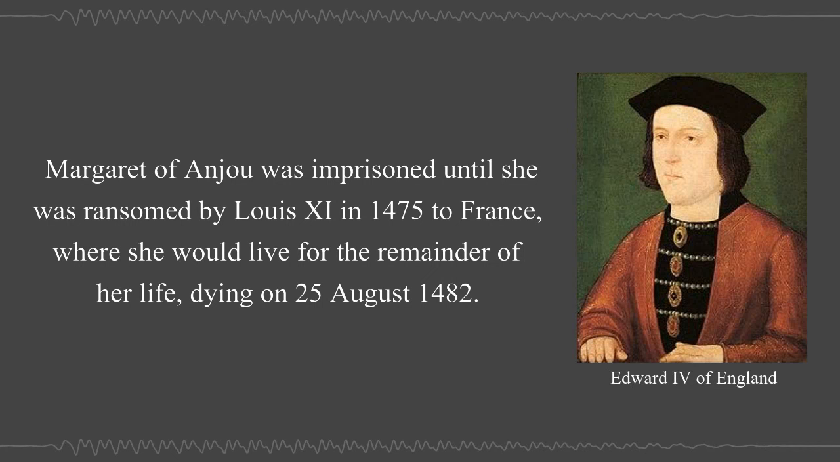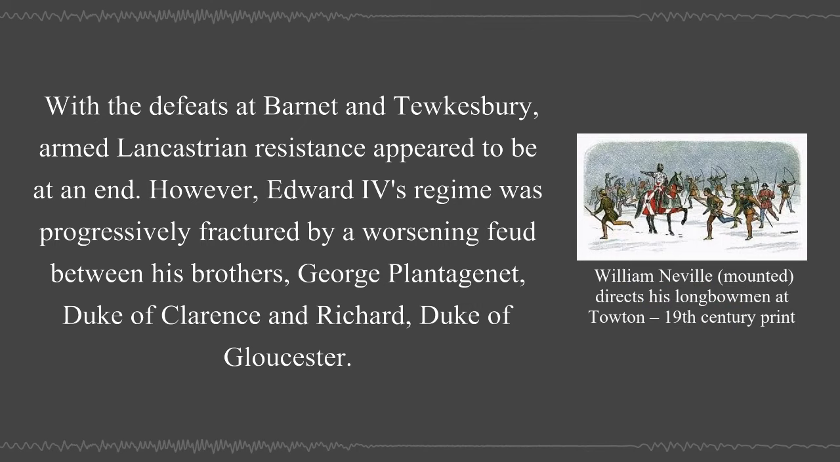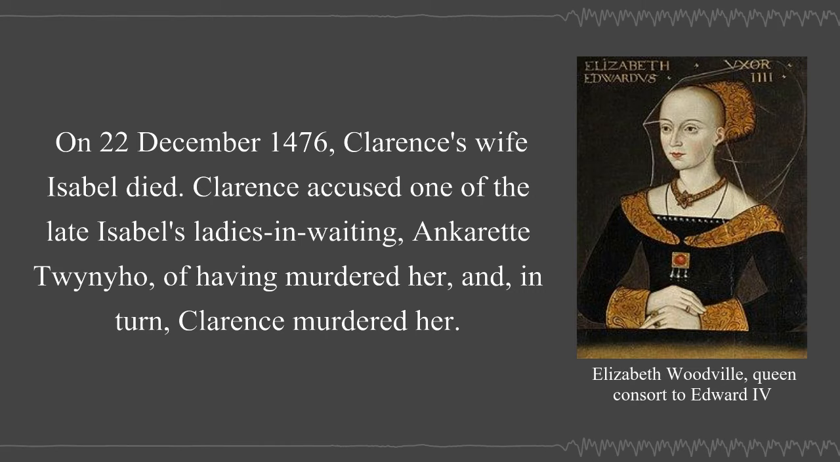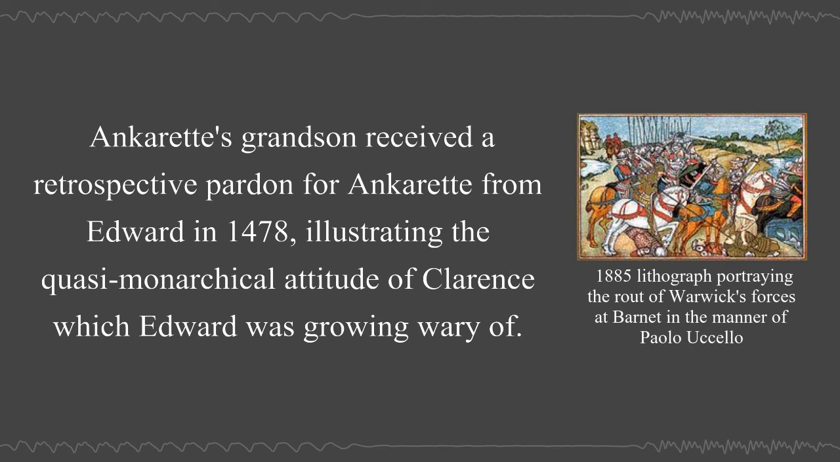With the defeats at Barnet and Tewkesbury, armed Lancastrian resistance appeared to be at an end. However, Edward IV's regime was progressively fractured by a worsening feud between his brothers, George Plantagenet, Duke of Clarence, and Richard, Duke of Gloucester. On 22 December 1476, Clarence's wife, Isabel, died. Clarence accused one of the late Isabel's ladies-in-waiting, Ankarette Twynyho, of having murdered her, and in turn Clarence murdered her. Ankarette's grandson received a retrospective pardon for Ankarette from Edward in 1478, illustrating the quasi-monarchical attitude of Clarence, which Edward was growing wary of.